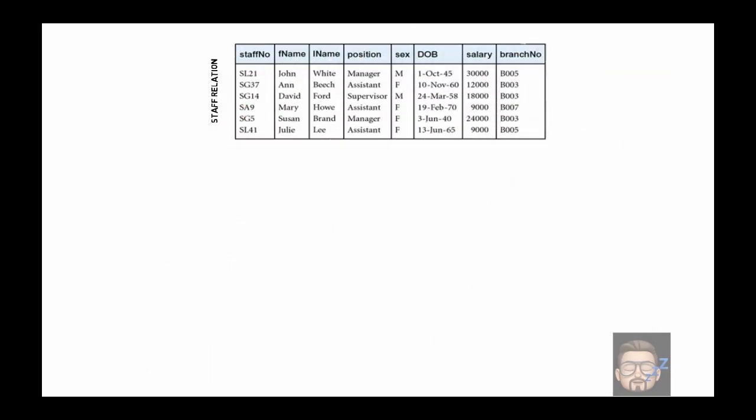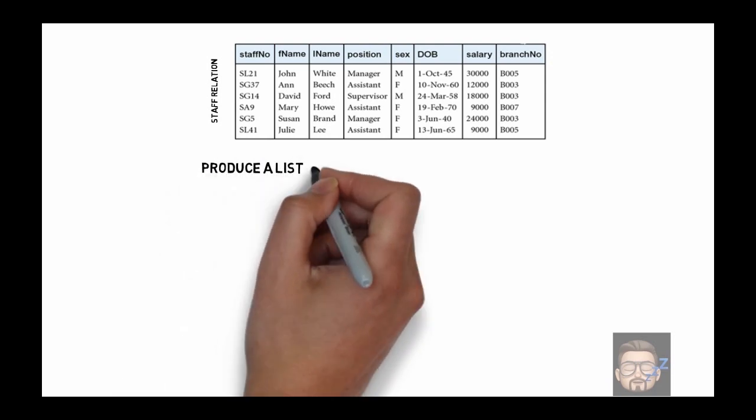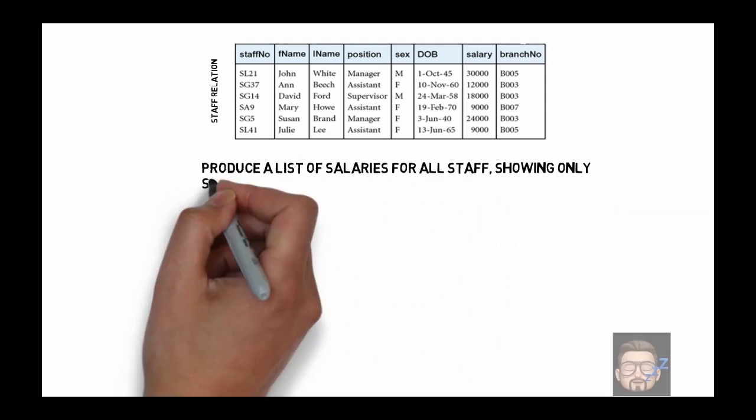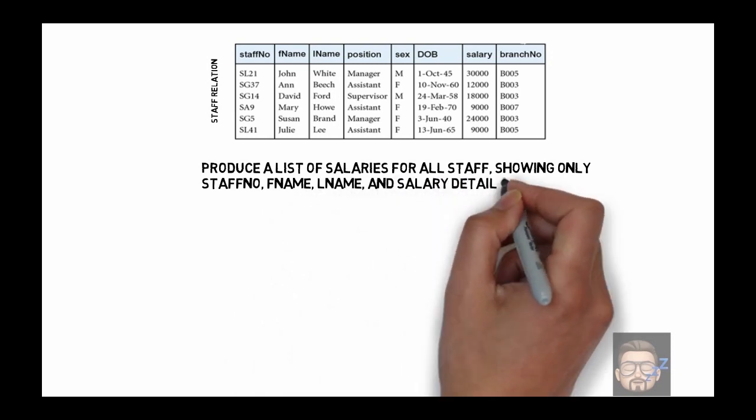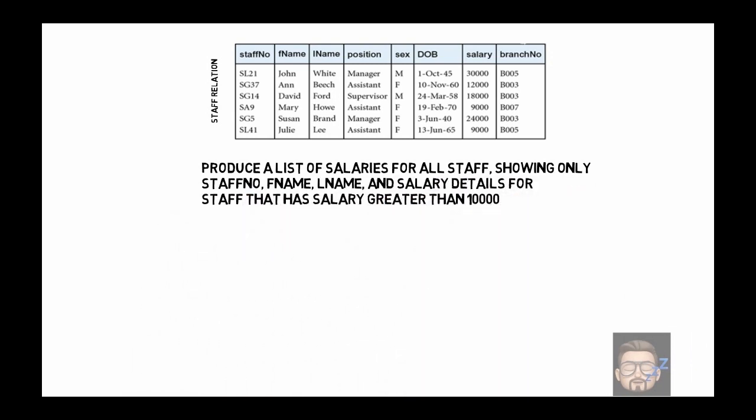We still have the same staff relation, and the query would be produce a list of salaries for all staff showing only staff number, first name, last name, and salary details for staff that has salary greater than 10,000. If we take a look here, out of 8 columns, we just want to project only 4 columns, which are staff number, first name, last name, and salary. And we have a condition now. So what is the condition? The salary must be greater than 10,000. So how can we do it?